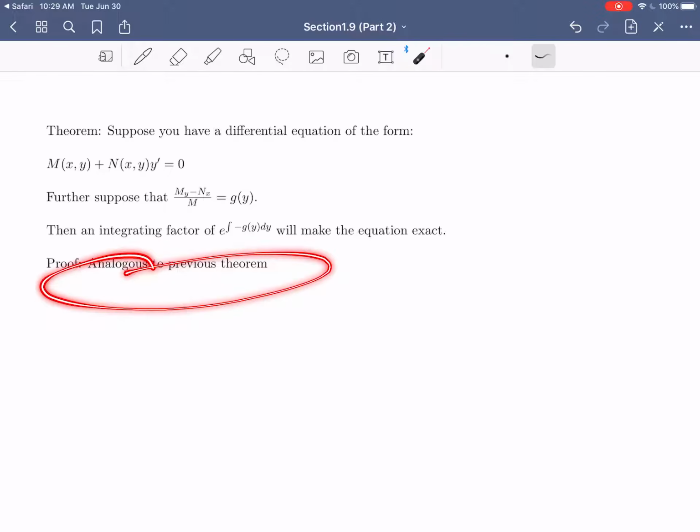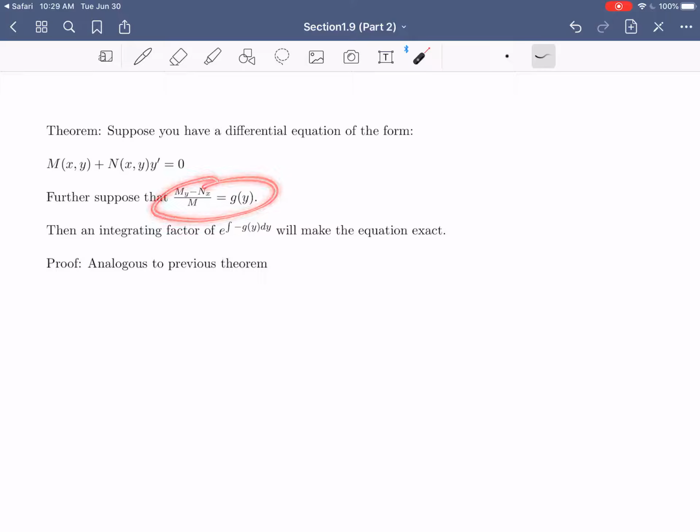The proof is identically analogous to the previous theorem. You just use this assumption, you multiply this type of integrating factor on both sides, you check that the new p and q functions will have those mixed partials that are equivalent, and you're all good from there. So if you want, you can try to prove this in an analogous way to what we just did, just for some extra practice there.